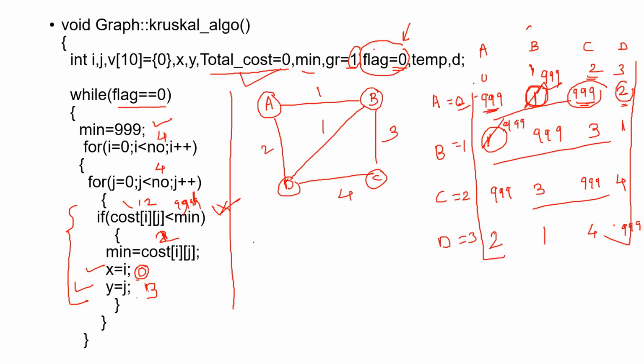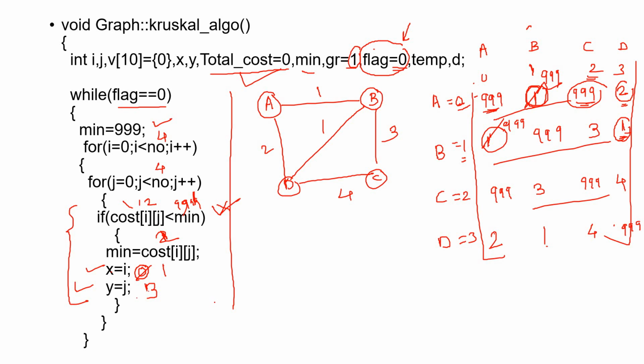But we have to check whether any value in the remaining values is less than 2. Yes, one value is there which is less than the minimum. At what position? When I is equal to 1 and j is equal to 3. So at that time x will become 1 and y will become 3. Okay? So in this case we'll get the minimum value when b2d is equal to 1 and d2b is also 1. Okay?